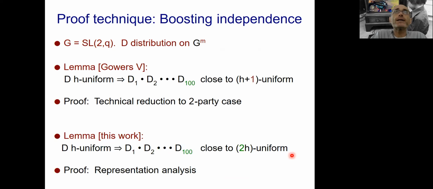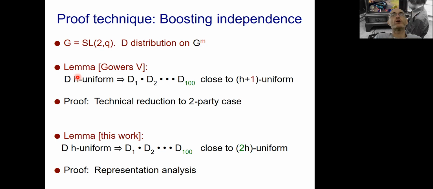So the proof technique is called boosting independence, and it comes from this prior work with Gowers. So let's say that the group is SL2Q, and consider that you have a distribution D over tuples of the group G, so M-tuples of G. The lemma that was proved with Gowers is that if D is H-uniform, which means that it's a distribution of M-tuples, but if you just look at H coordinates, those H coordinates will be uniform over G to the power H.